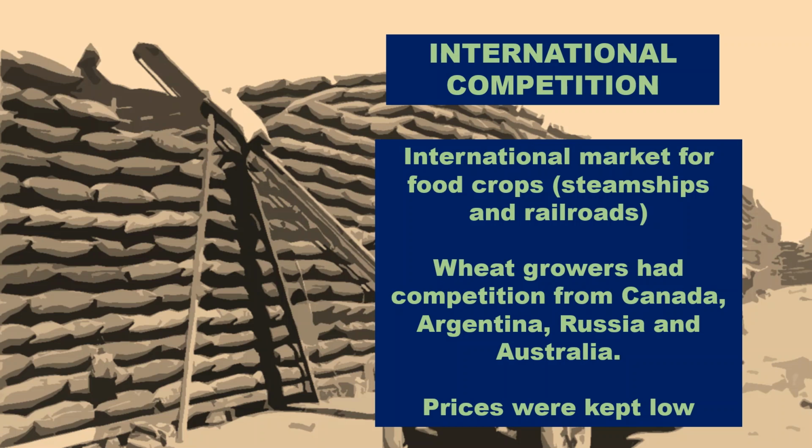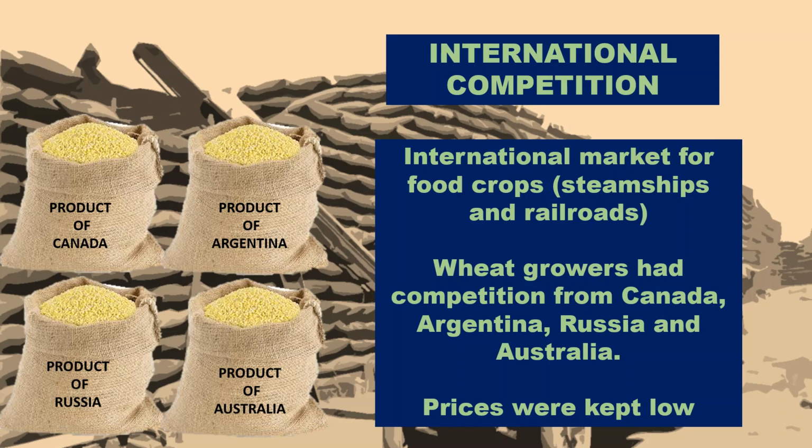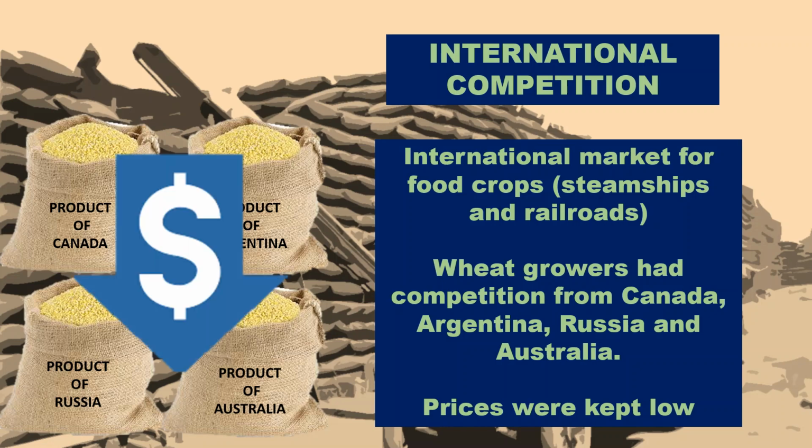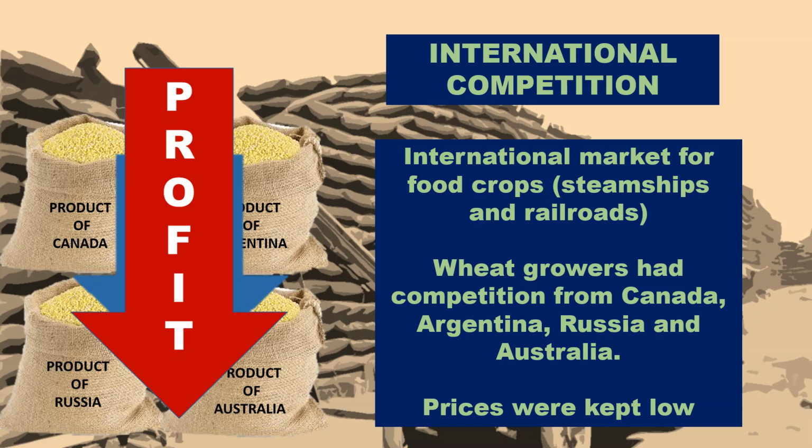International competition. As steamships, railroads, and other infrastructure expanded, producers and consumers were better connected, making an international market possible. Wheat growers suddenly faced competition from Canada, Argentina, Russia, and Australia. Prices were kept low by competition. And this, of course, meant lower profits for local producers.